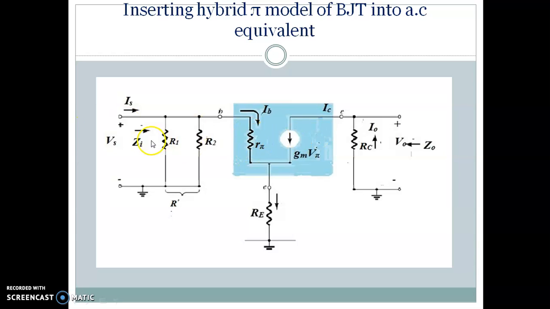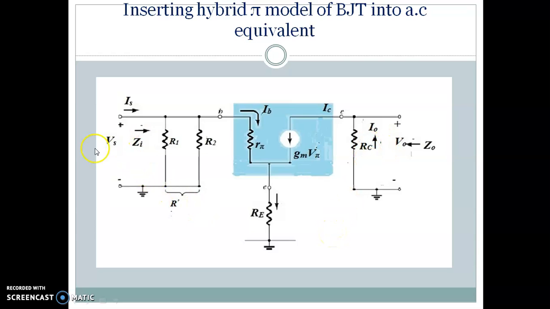Here, the parallel combination of R1 and R2 is taken as R dash, this is R pi and this is RE. The current through your RE will be equal to IB plus gm V pi, because when you apply KCL at this node, it is IB that flows through as well as gm V pi that is also flowing through. We are interested in finding out what is your Zi, what is your Z0, what is your voltage gain and what is your current gain.